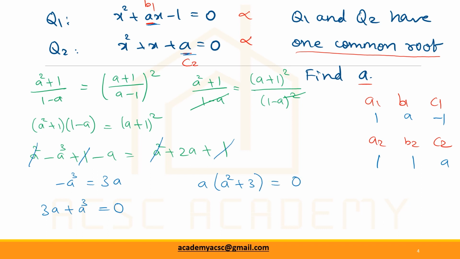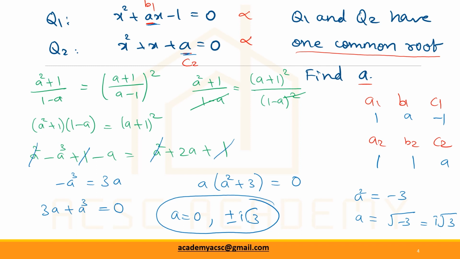So from here we get one solution as a equal to 0, and another solution would be a squared equal to minus 3, which means a equal to root of minus 3, which is nothing but iota root 3, and obviously with a plus or minus sign. So this will have three roots. a can be 0 or a can be plus or minus root 3 iota.